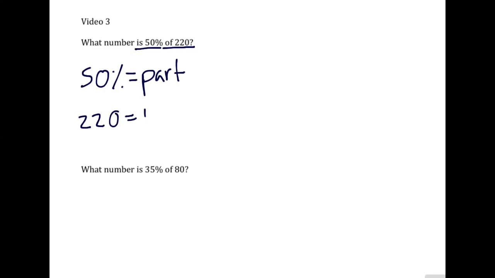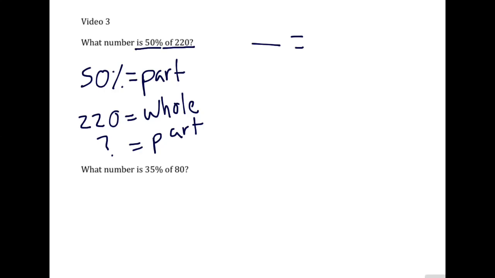It says, what number is 50% of 220? So 50% is my percent, and it's also on the top because it's my part. Of 220, so 220 equals my whole thing, and what I'm looking for is the part as a number. What number is 50% of 220?